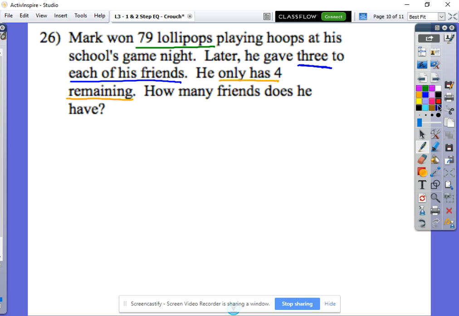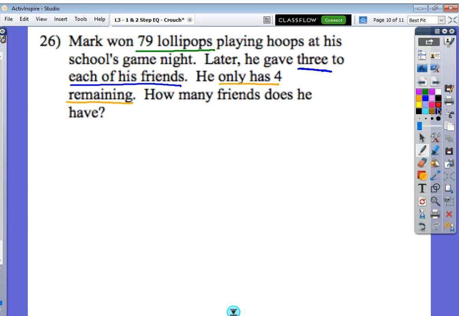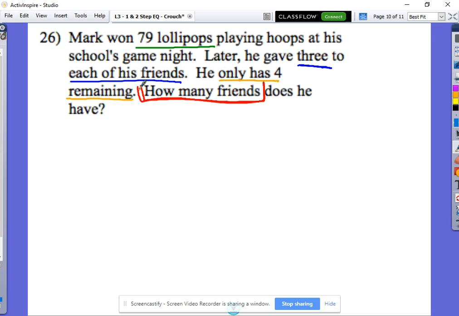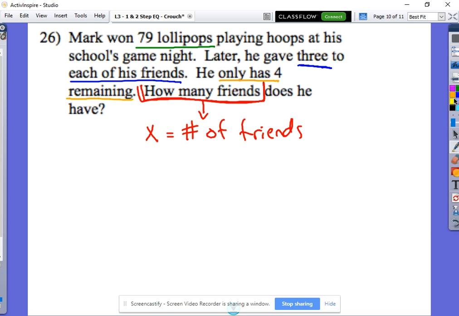So once again, we start by identifying the question. How many friends does he have? That right there is going to be our variable. Our x is going to equal the number of friends. So really important to identify that variable.